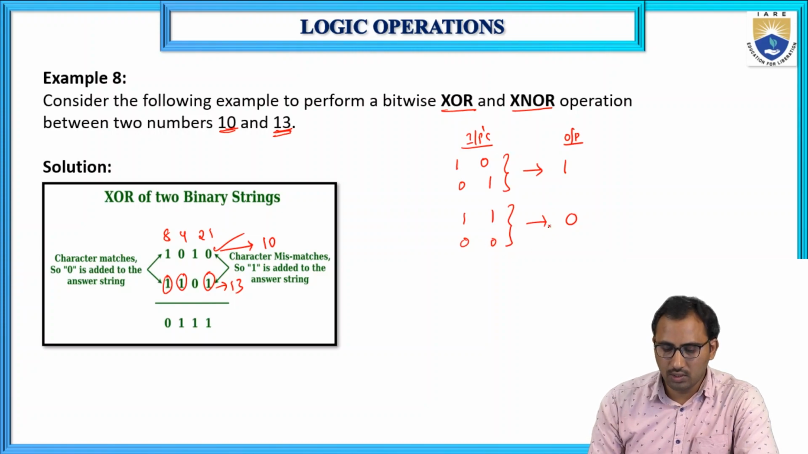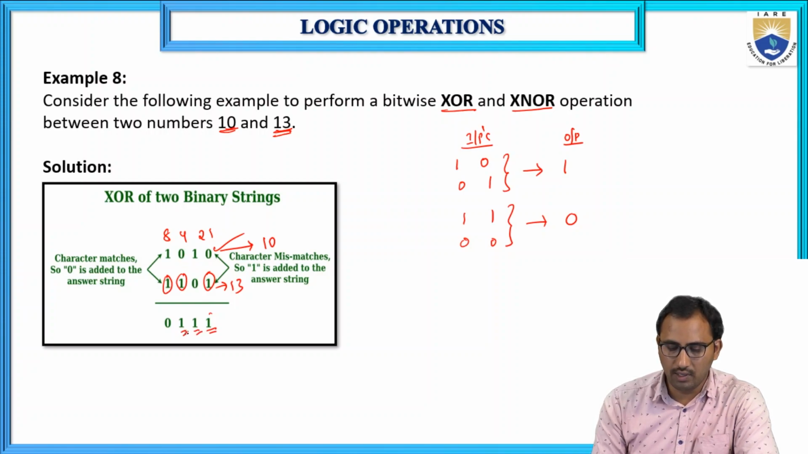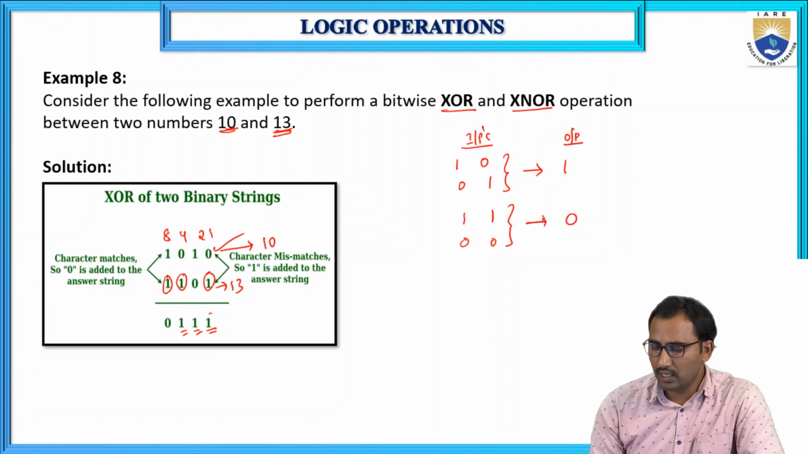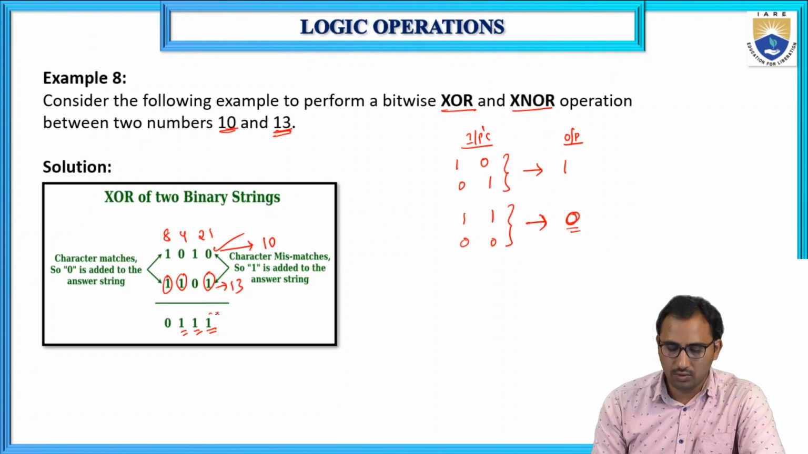Using these rules, 0 and 1: the inputs are different, so you will get the output as 1. Next, 1 0: inputs are different, you will get 1. 0 1: you will get 1. 1 and 1: the inputs are the same, so you will get 0 as the output. So this is the XOR operation.